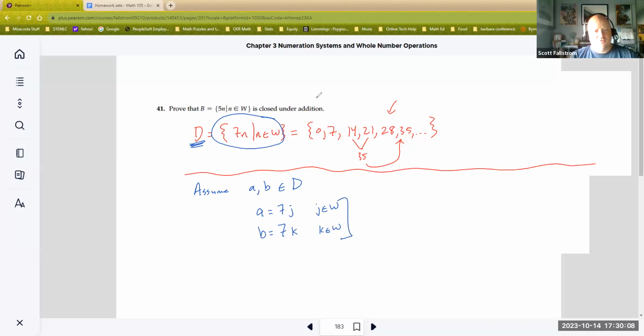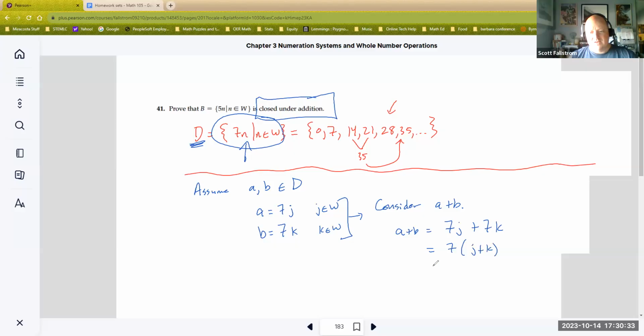I want to prove it's closed under addition. So let's consider A plus B. My goal is that A plus B looks like one of these things. So what does it equal? It equals 7J plus 7K. Using the distributive property, it becomes 7 times (J plus K).